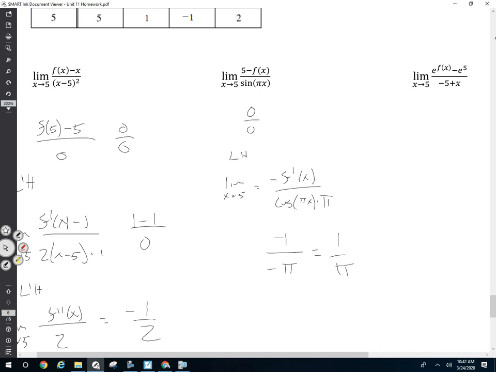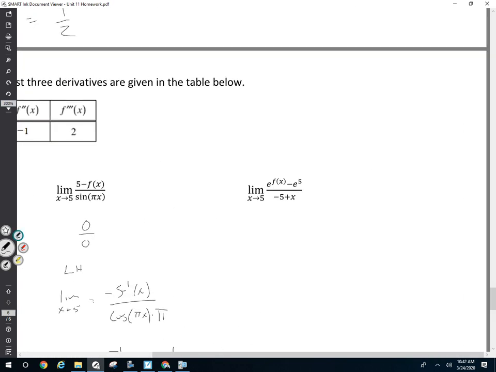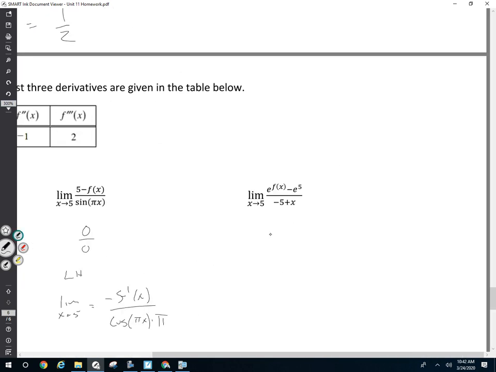It's a good question. Oh, this is a good one. E to the f of x. Plug in 5. E to the f of 5 is, f of 5 is 5. So if I plug in 5, I get e to the 5 minus e to the 5 over negative 5 plus 5. So that's 0 over 0. I'm going to use L'Hopital's rule.